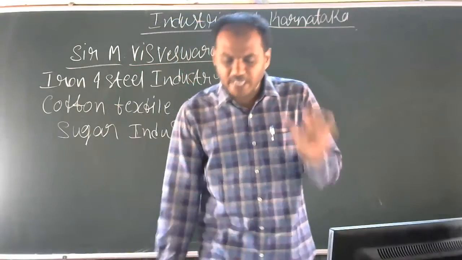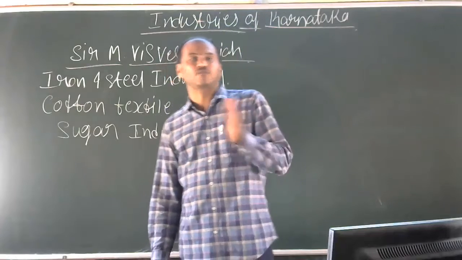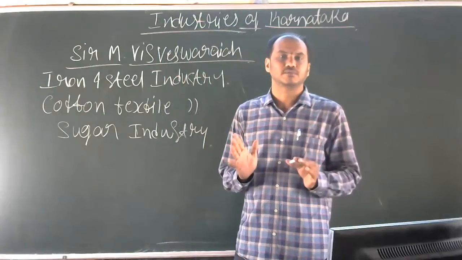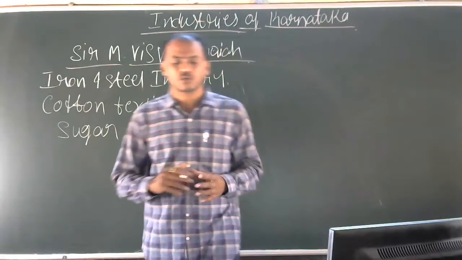Here bagasse is used for the manufacture of paper and fuel, and molasses is used for the production of alcohol.